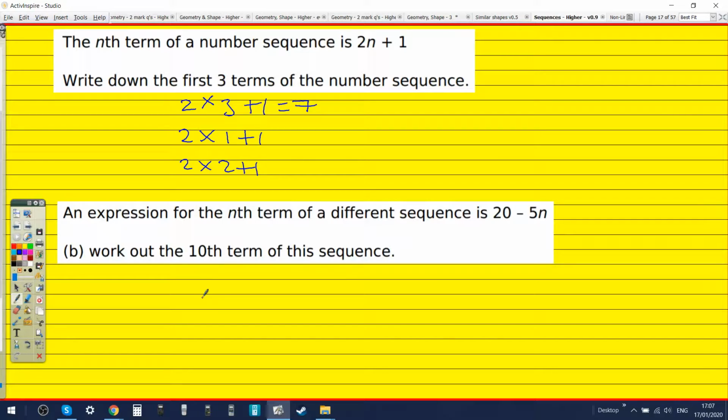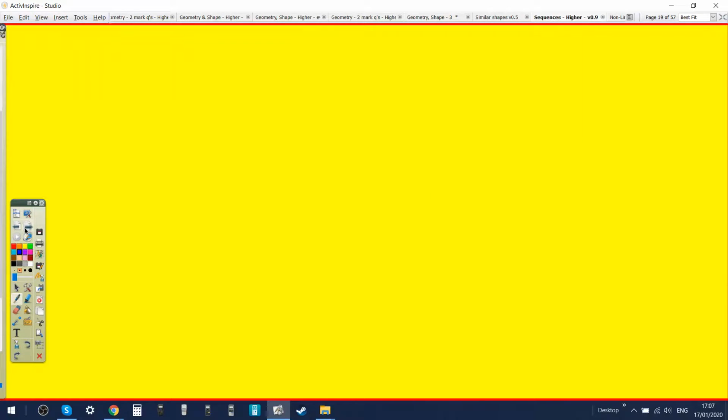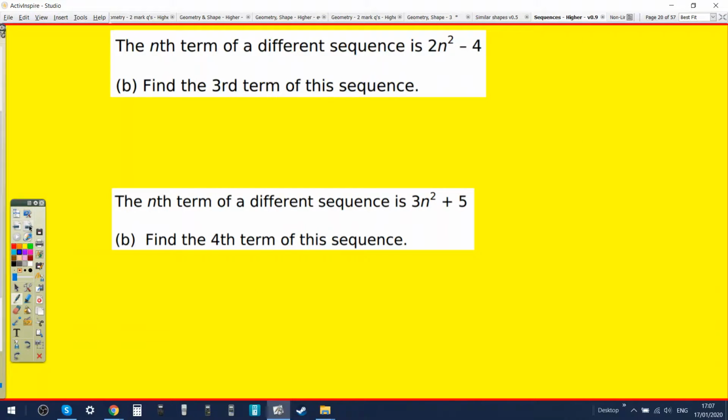How would you do the one then the bottom? Question. 20 minus 5 times 10. Yeah, that's correct. And then you just work that out. It's just business after that.